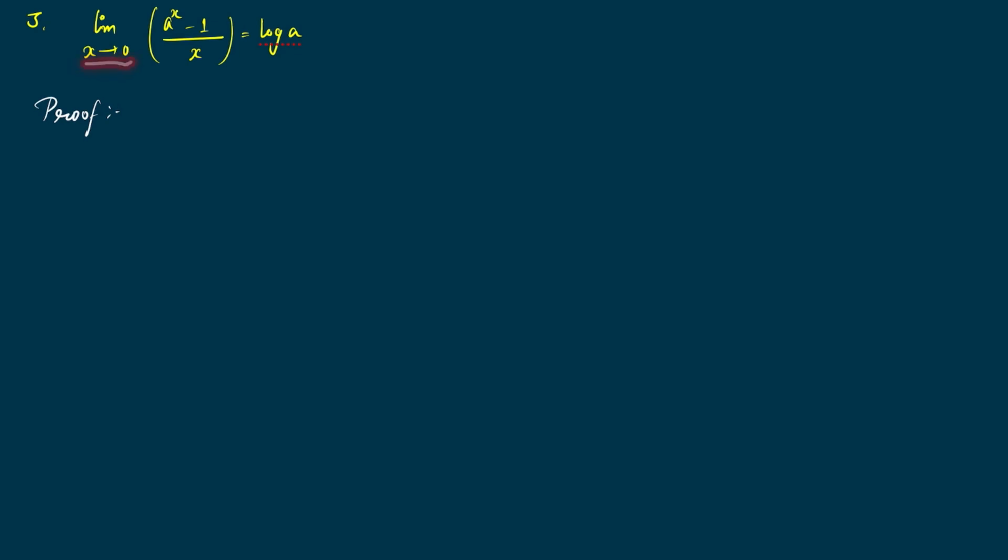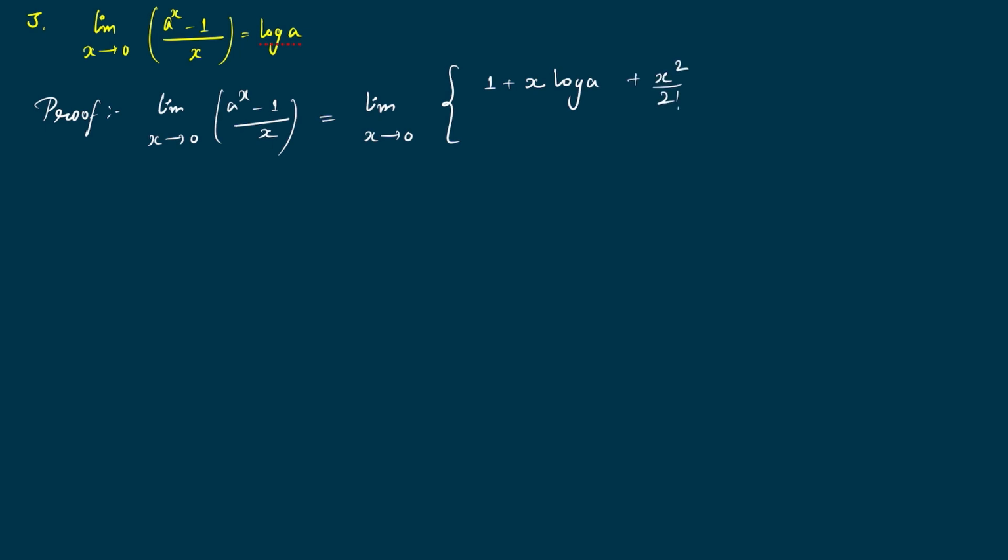Limit x tends to 0, (a to the power x minus 1) divided by x equals log of a. For this we will start from the left-hand side. The left-hand side equals limit x tends to 0. Now expand a to the power x. The expansion of a to the power x is 1 plus x log a plus x squared by 2 factorial (log a) whole squared plus up to infinity. This portion minus 1 whole divided by x.